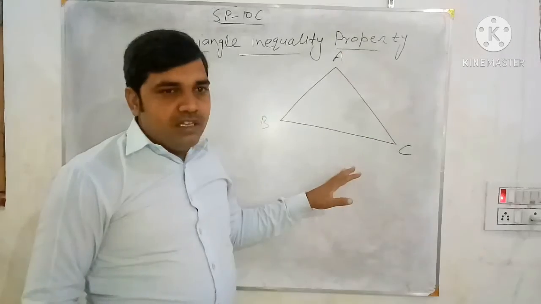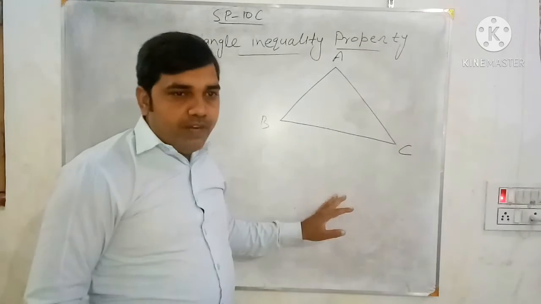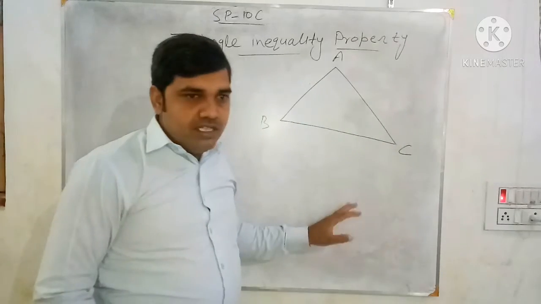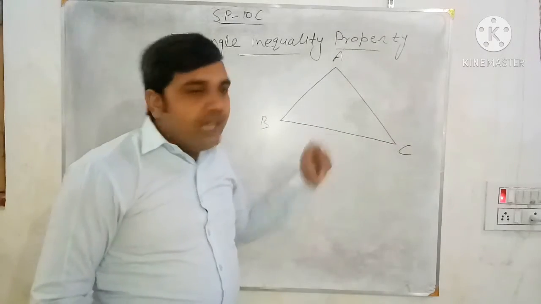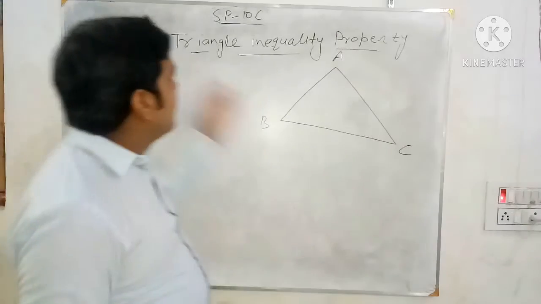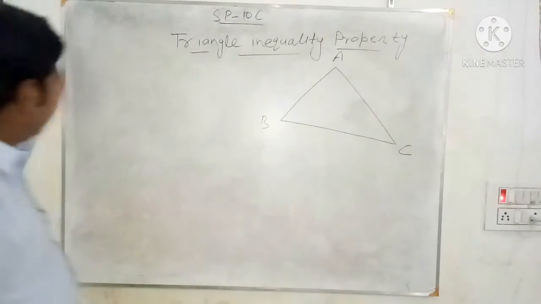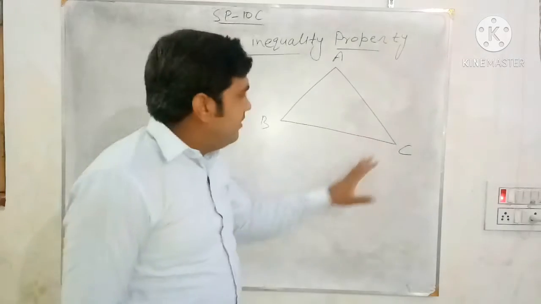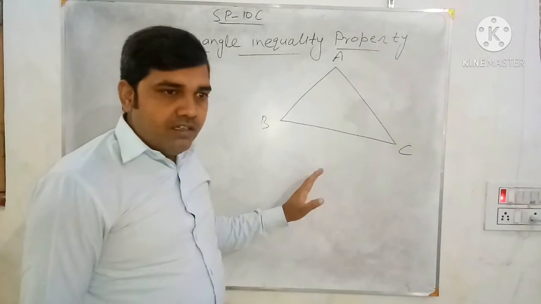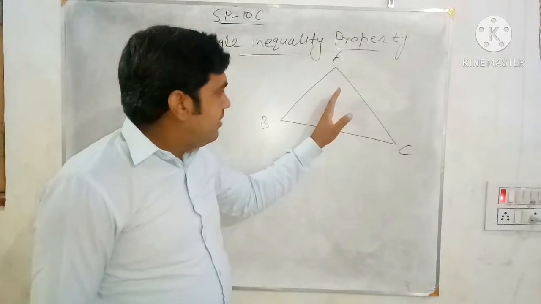Plane figure means a figure which is drawn on a whiteboard or on a page, and which can have only two dimensions, that is the length and breadth. This whiteboard has two dimensions, the length and the width. So on this plane we have drawn a figure, that is our triangle ABC.